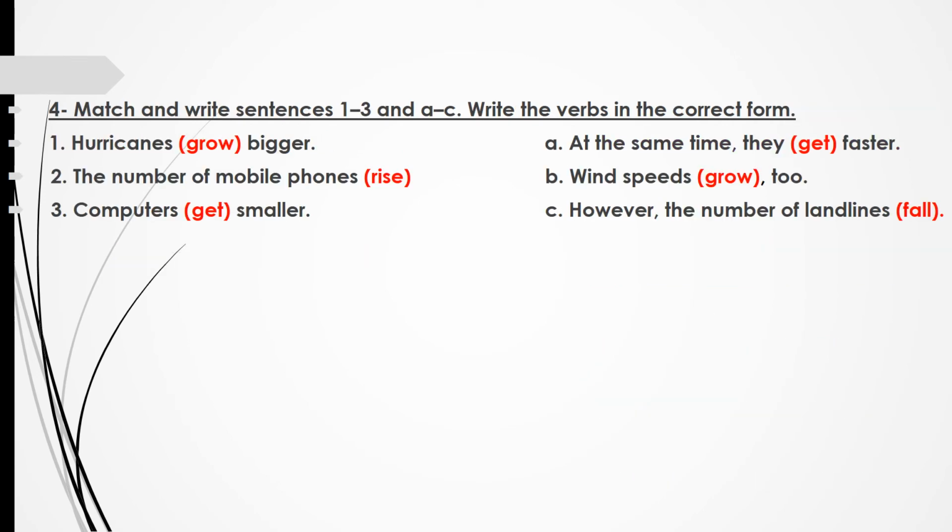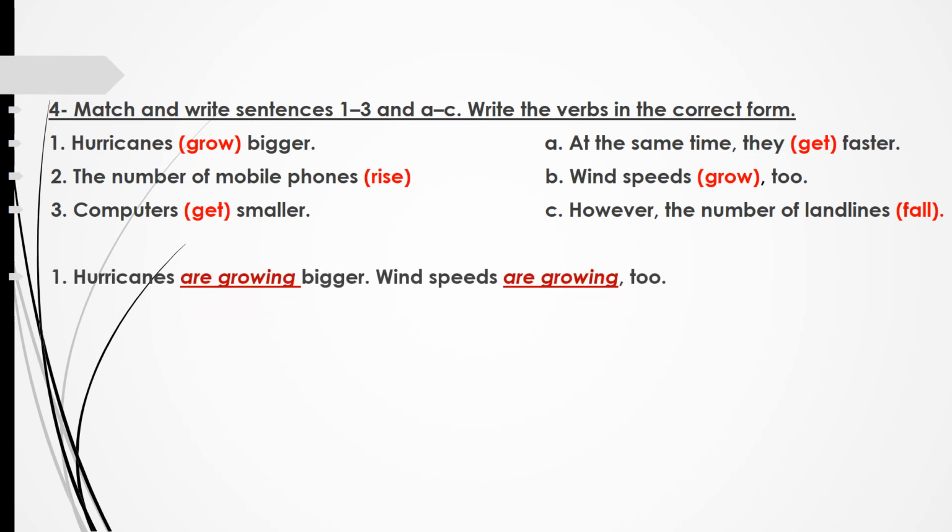Now exercise 4. Match and write sentences 1 to 3 and A to C. Write the verbs in the correct form. Here you have 2 columns. You are going to write the first column and then you are going to choose from the second one the best sentence to complete it. In the brackets you have verbs. These verbs you are going to write in the present continuous tense because here we have changes. I will give you 5 minutes to do this exercise. Now let's start.